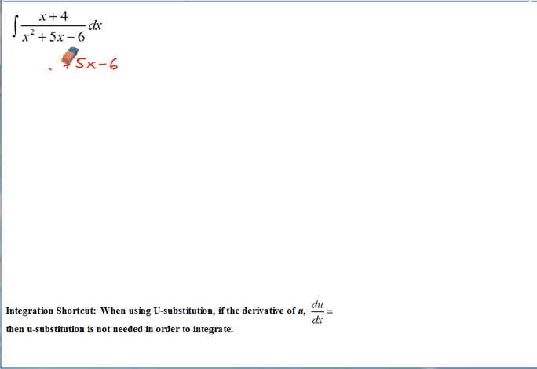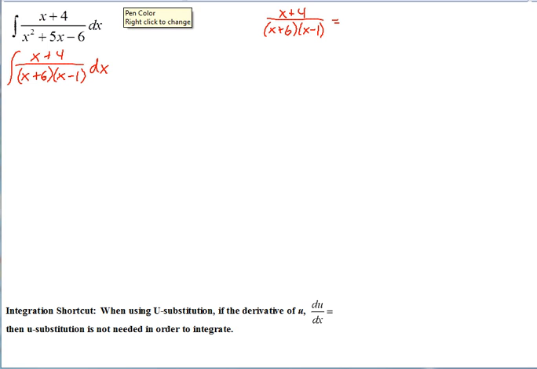So u substitution in this case is not the way to go. Let's try to use integration by partial fractions. First, if the denominator is not factored yet, let's go ahead and factor that. So we have x plus 4 divided by, if you factor x squared plus 5x minus 6, that factors into x plus 6 and x minus 1. Then what we're trying to do is take this x plus 4 over x plus 6 times x minus 1 and figure out what it would be if we broke it down into single fractions, one having a denominator of x plus 6 plus the other having a denominator of x minus 1. Initially we don't know what those numerators are, so we'll call them capital A and capital B.